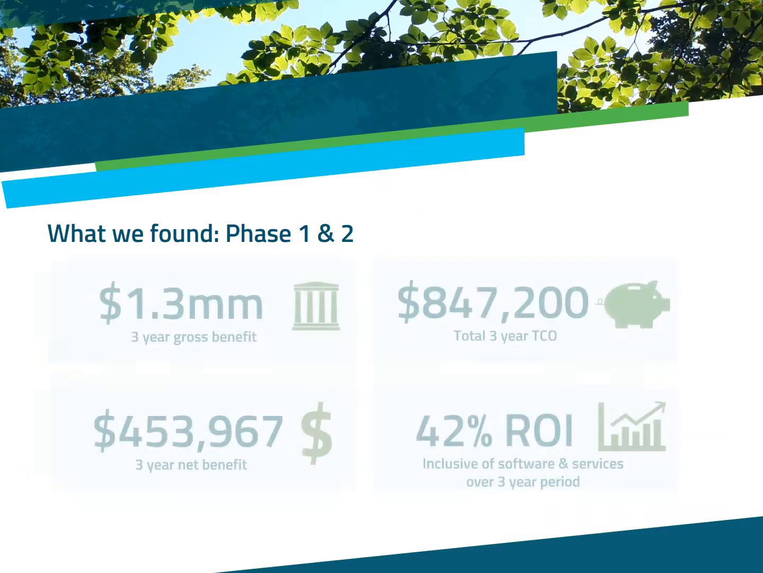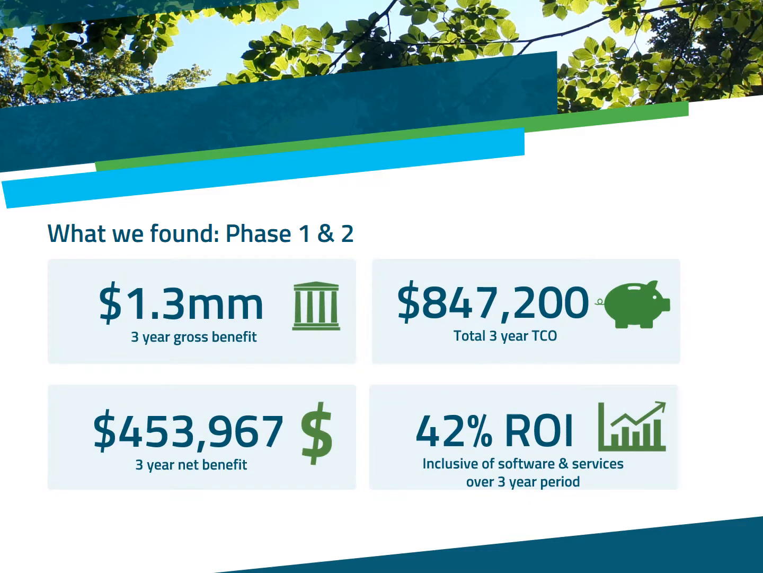And then the future costs. These are the savings that we estimated. 1.3 million 3-year gross benefit, $847,000 in 3-year total cost of ownership, an ROI of 42%, which is really good, and a 3-year net benefit of over $453,000.